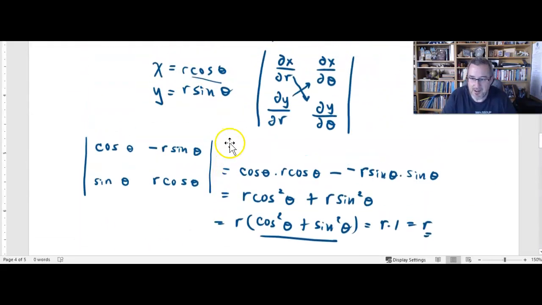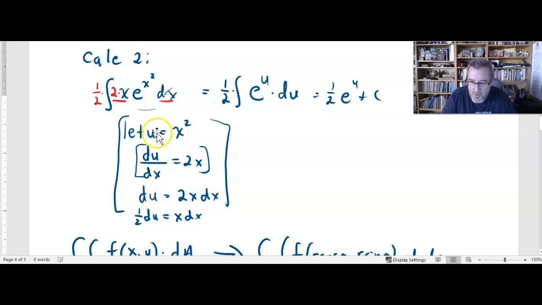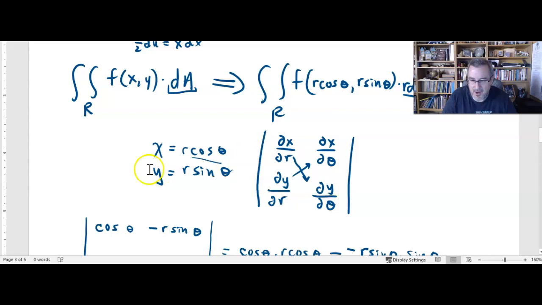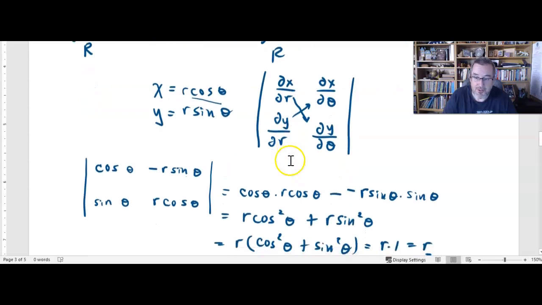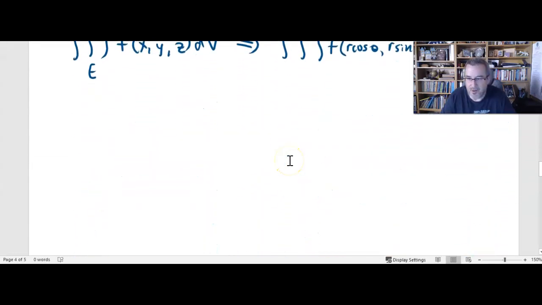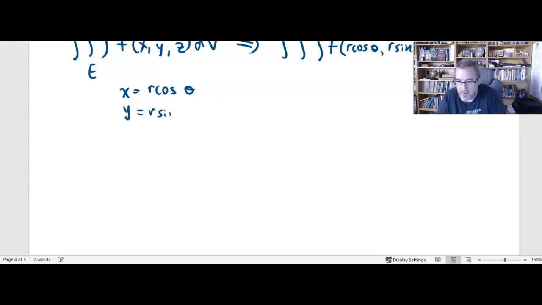So notice up here, we had the one relationship between u and x. We had the one derivative. Then here we had the two relationships between x, r, and theta, y, r, and theta, which means we had four partial derivatives. Now, this is still true, and now we have this. Now we have three relationships. Yes, the one is z equals z, but nonetheless, three relationships.